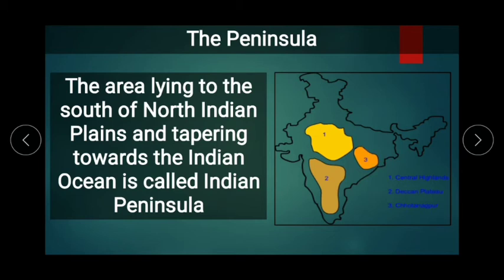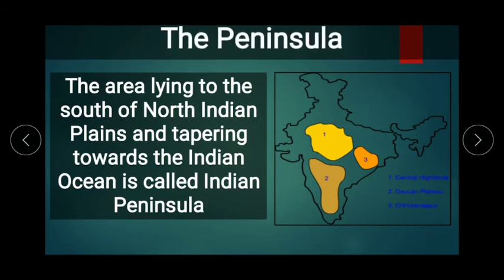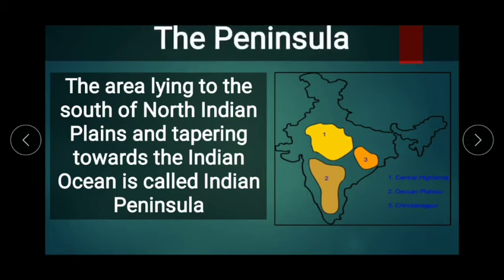It consists of many plateaus and hill ranges. The Aravallis in the north are the oldest fold mountains. It includes a series of plateaus bordering the plains. Vindhyan and Satpura ranges in the central part, and the hilly regions of the western and eastern Ghats.